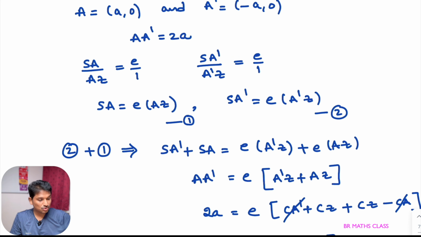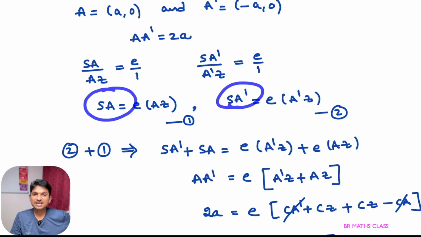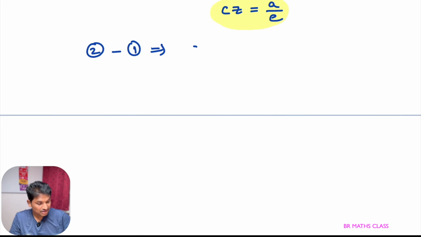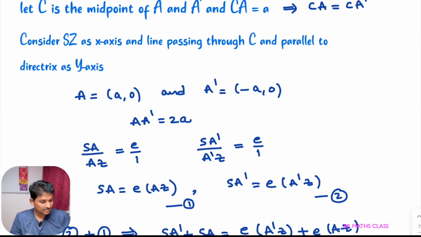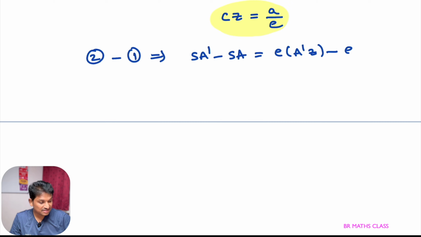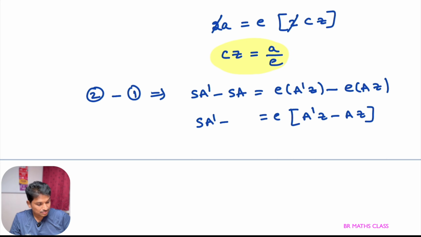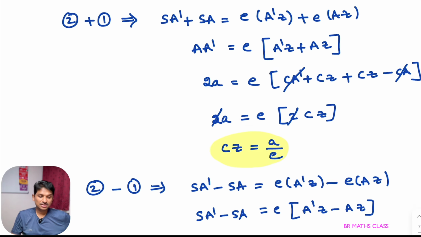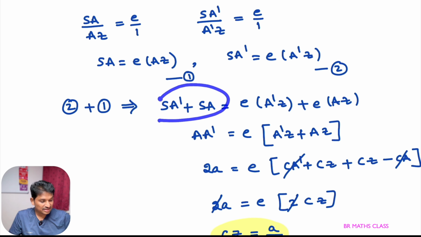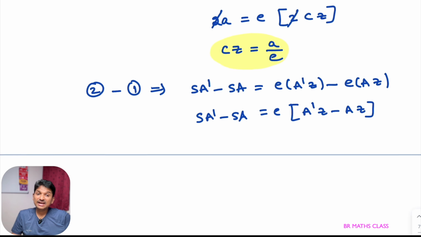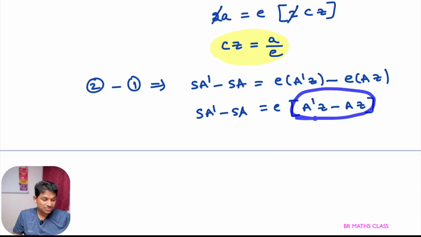Okay. Left hand side part, what you will get when we subtract? SA dash minus SA. Right hand side part, what you will get? E A dash Z minus E A Z. Now you take E common, what you will get? A dash Z minus AZ. SA dash minus SA. Here one point you observe: SA dash plus SA is A dash, left hand side part. Now when we subtract, in right hand side part you will get A dash Z minus AZ.